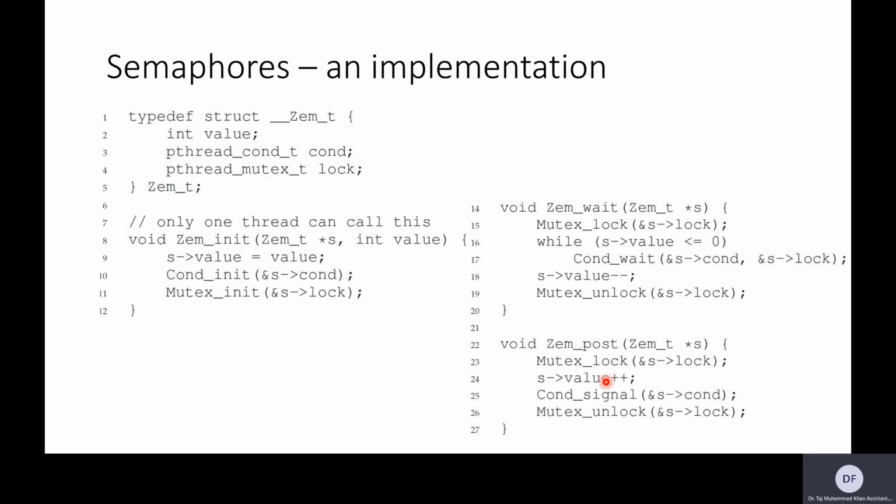And sem_post basically increments the value and signals this condition variable, so that if any thread is waiting on this condition variable, it will wake up and return from this sem_wait. Okay, so this is a very trivial implementation that they have done in this book. It's not as robust as the actual implementation that you would find in a library, but still it gives you an idea how internally a semaphore can be implemented. Okay. So this is the last topic in this chapter on semaphores.